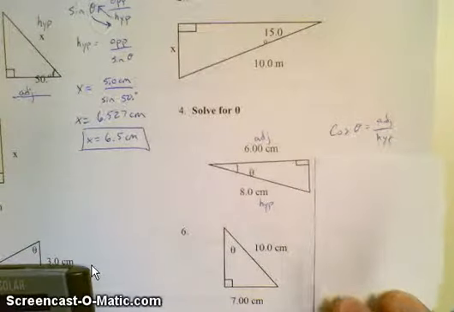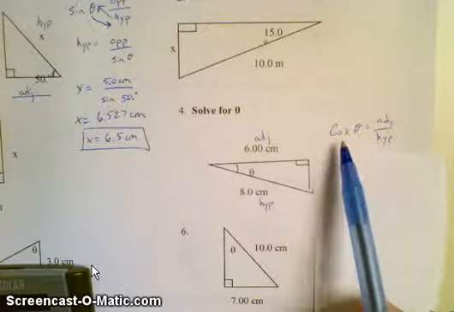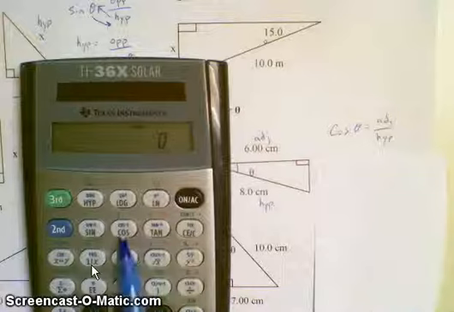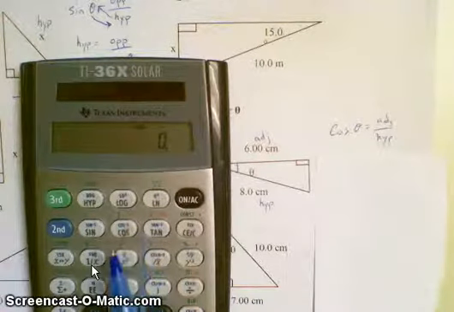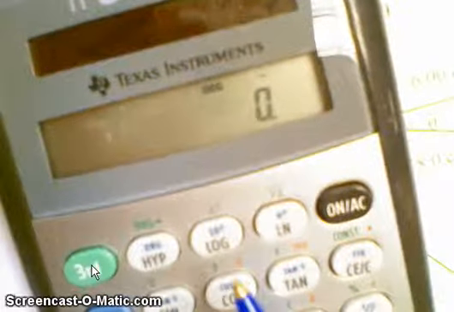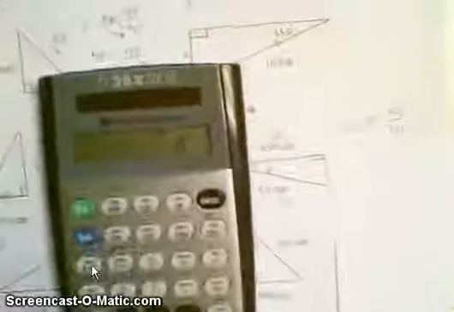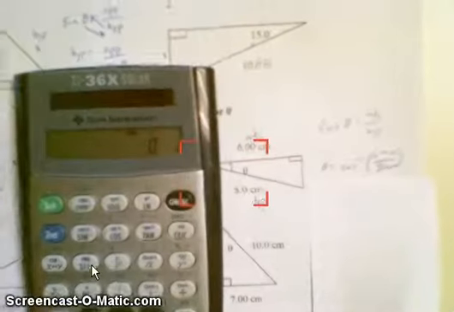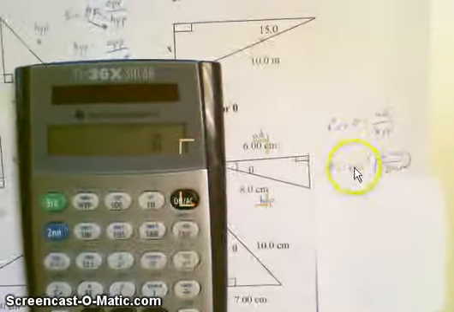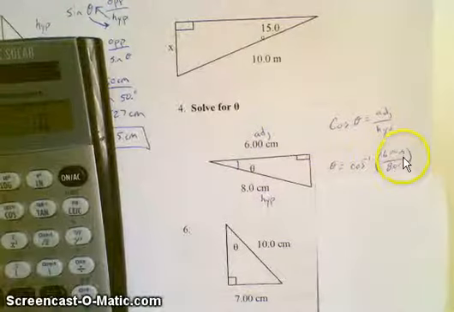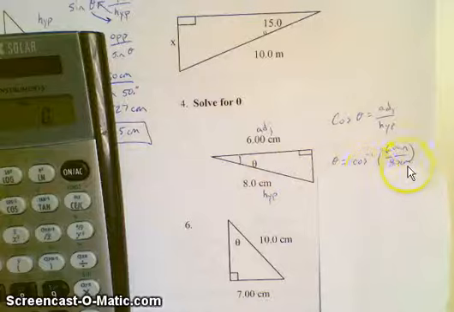Again, we're solving for theta. So how do we solve for theta? We're going to take the inverse of this. So if we look in our calculator, you'll see cosine is right here, and if you look right above it, typically they have the inverse function that undoes what the cosine does. And you can see it right there. It says cosine minus 1. So that's the inverse cosine, or the arc cosine function. So when I do that, I show it just like this. So I have the inverse cosine of the adjacent side, which is 6.00 centimeters, divided by the hypotenuse, which is 8.0 centimeters.